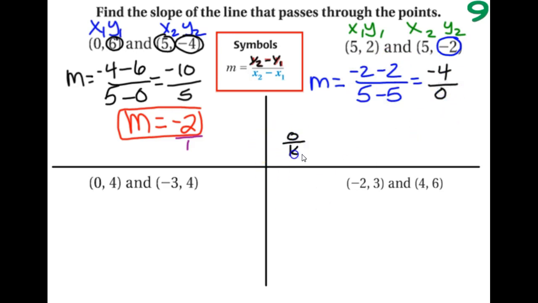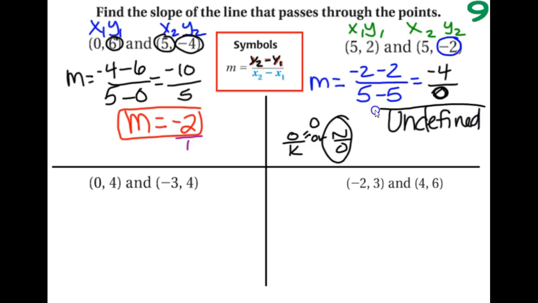Now we need to think, is this okay or no? Well, the 0 is on the bottom, so no, this is not okay. It's not a slope of 0. This would give us a slope of 0. When there's 0 on the bottom, we can't divide by 0. This is a slope that is really undefined. So that is our answer. I'd like for you to try these last two on your own.